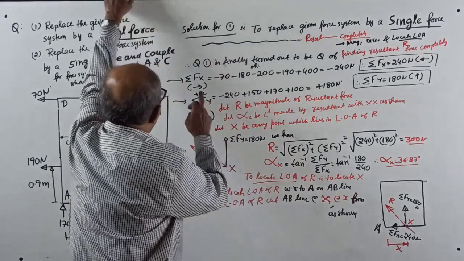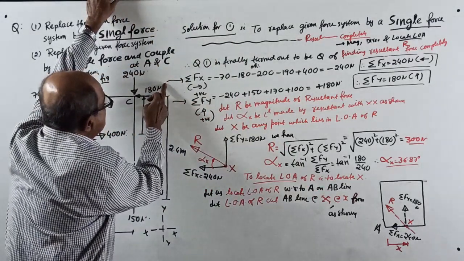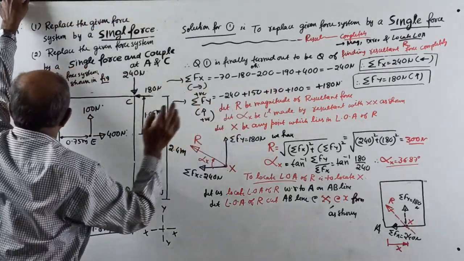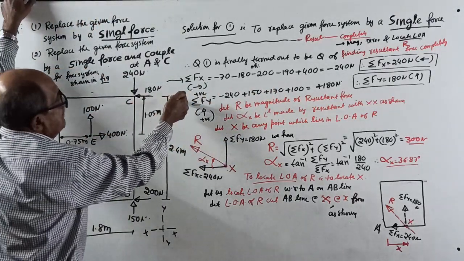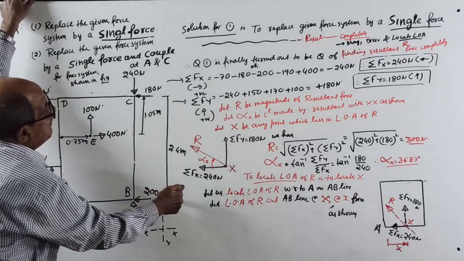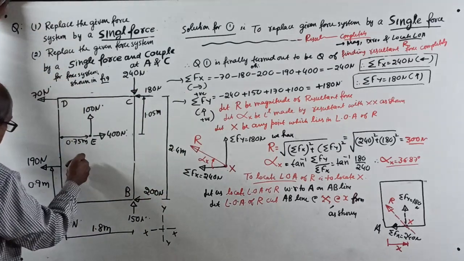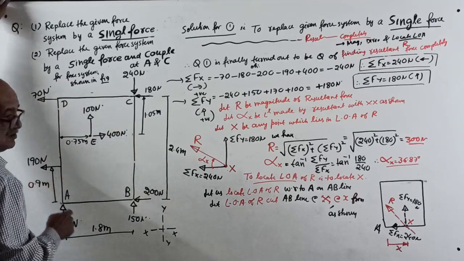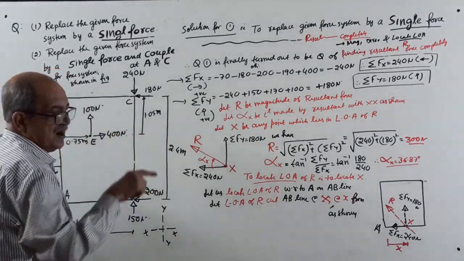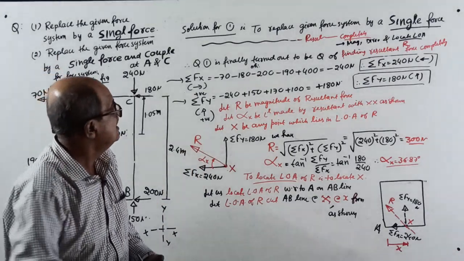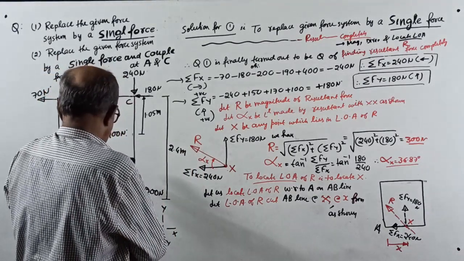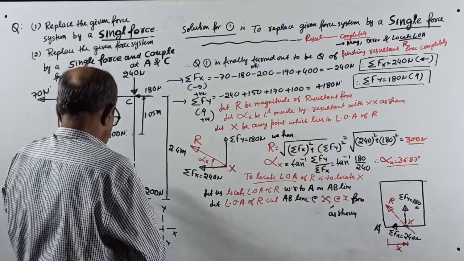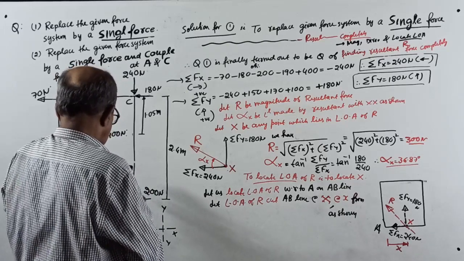Start. Sigma Fx means the algebraic sum of components in the x direction, right side positive: minus 70, minus 180, minus 200, minus 190, all are minus. And lastly, plus 400. Let me check it. I have a doubt, any chance of a mistake? Minus 70, minus 180, minus 200, minus 190, plus 400.